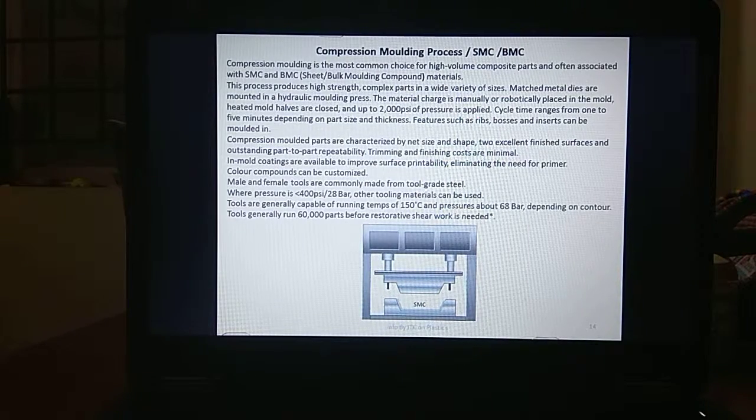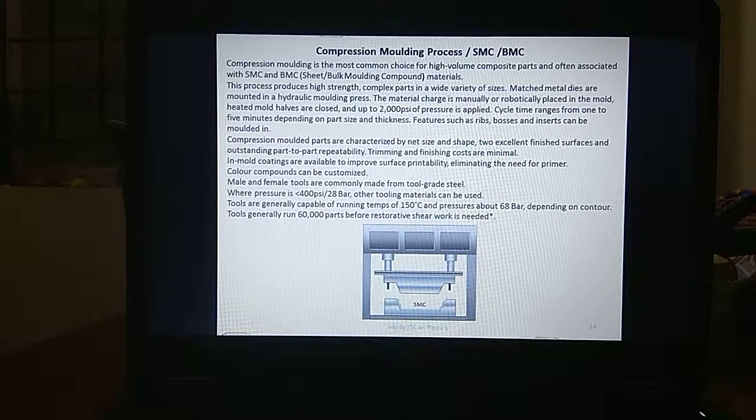Trimming and finishing costs are very minimal. In-mold coatings are available to improve the surface paintability, eliminating the need for primer or color compound, and we can also use a color compound to customize. Male and female tools are commonly made from a tool grade steel, where the pressure is almost 28 bar. Other tooling material can also be used based on the type of part and type of machines we employ.